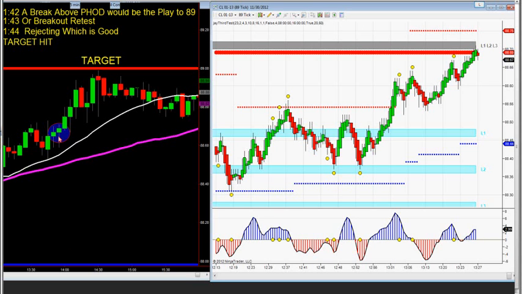So I told my traders at 1:42, it's all the way back here where this ellipse is at, only 2 possible trade setups. A break above previous high of day would be a play to 89, or a breakout retest would be a play to 89. Okay? Let's go ahead and play this and let me show you how this works.